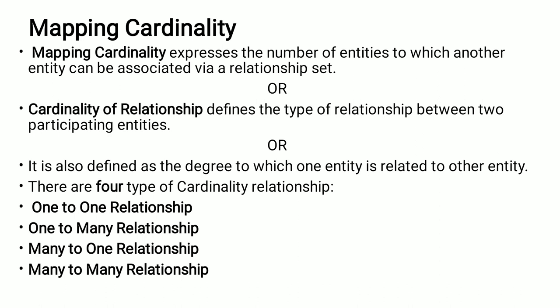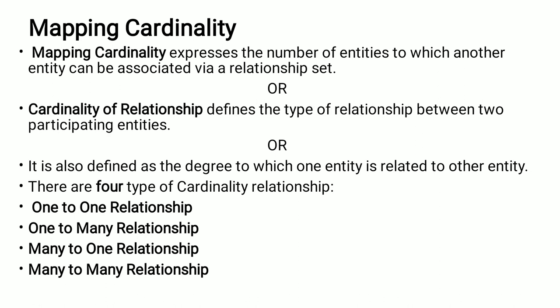So, what is mapping cardinality? Mapping cardinality expresses the number of entities to which another entity can be associated via a relationship set. It means the cardinality of a relationship defines the type of relationship between two participating entities.